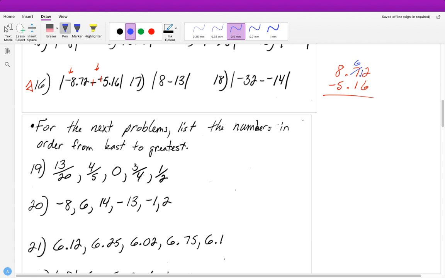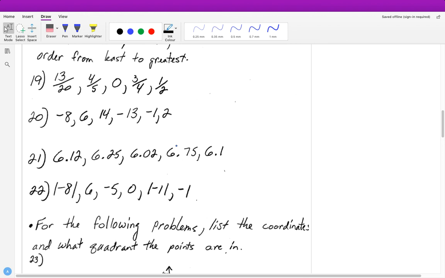So then we will borrow from here. So 12 minus 6 is 6. 6 minus 1 is 5. And 8 minus 5 is 3. But remember, our larger number was negative, so it's actually the absolute value of -3.56. And then this is equal to +3.56.